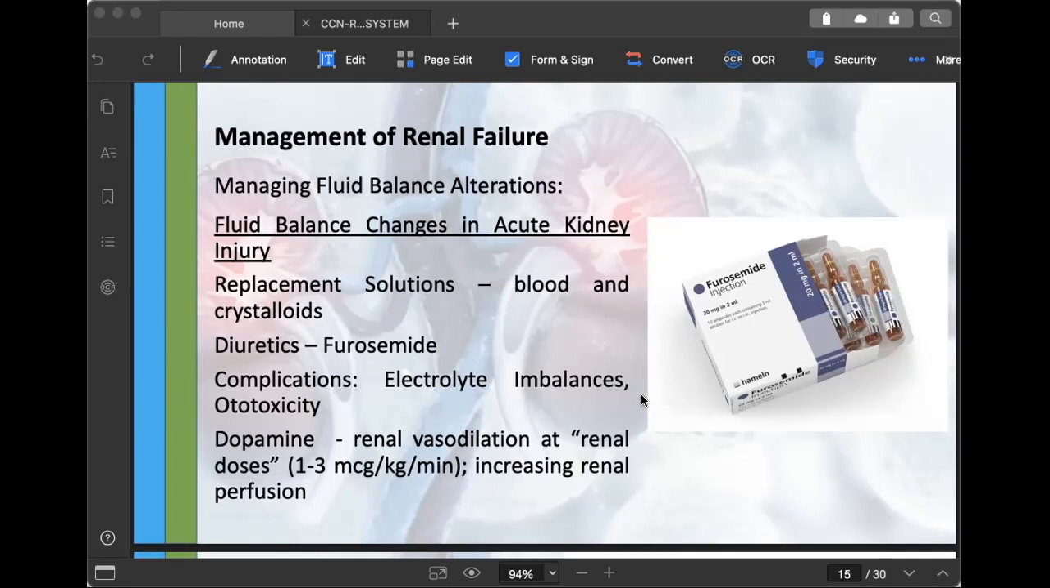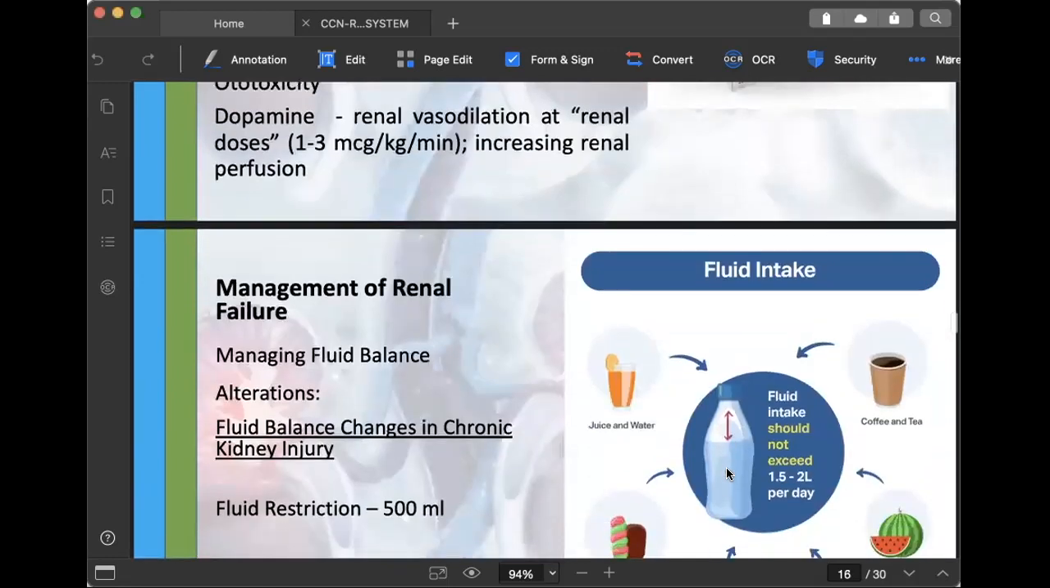We also have your dopamine. This is a renal vasodilator at renal doses, 1 to 3 mcg per kilogram per minute, increasing renal perfusion. And of course, if there's going to be an increased renal perfusion, there's going to be a better excretion of waste products in our body.